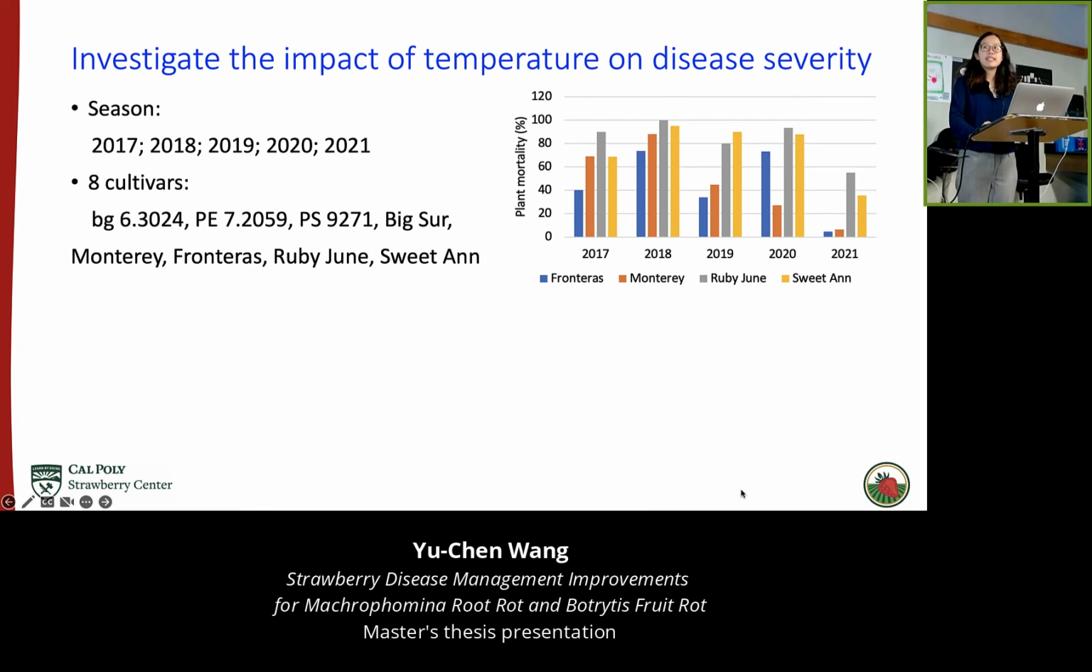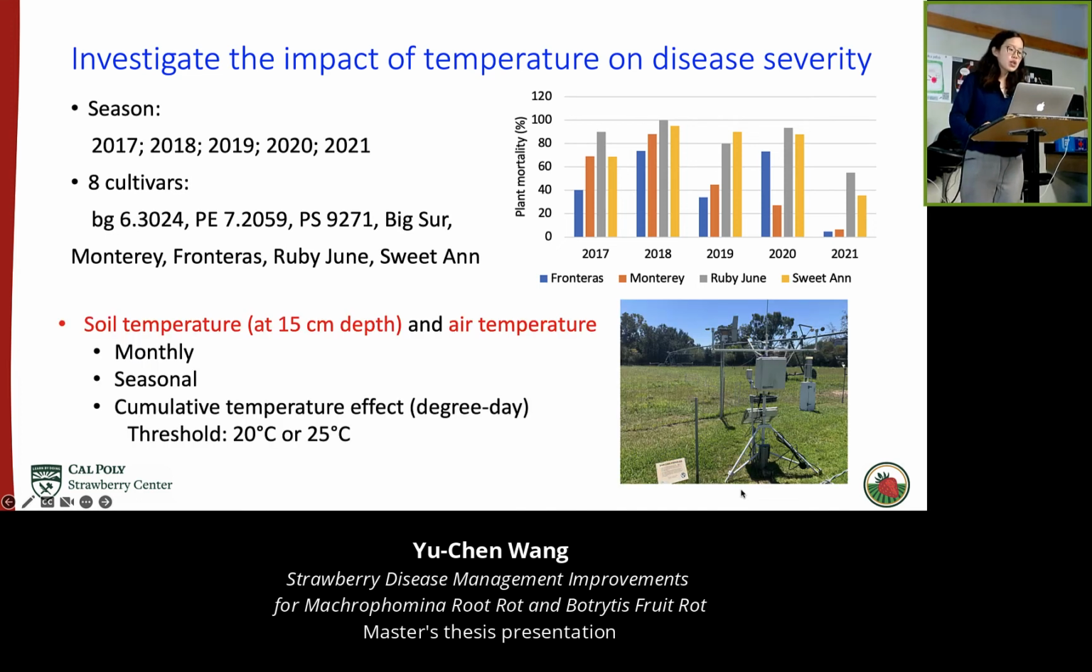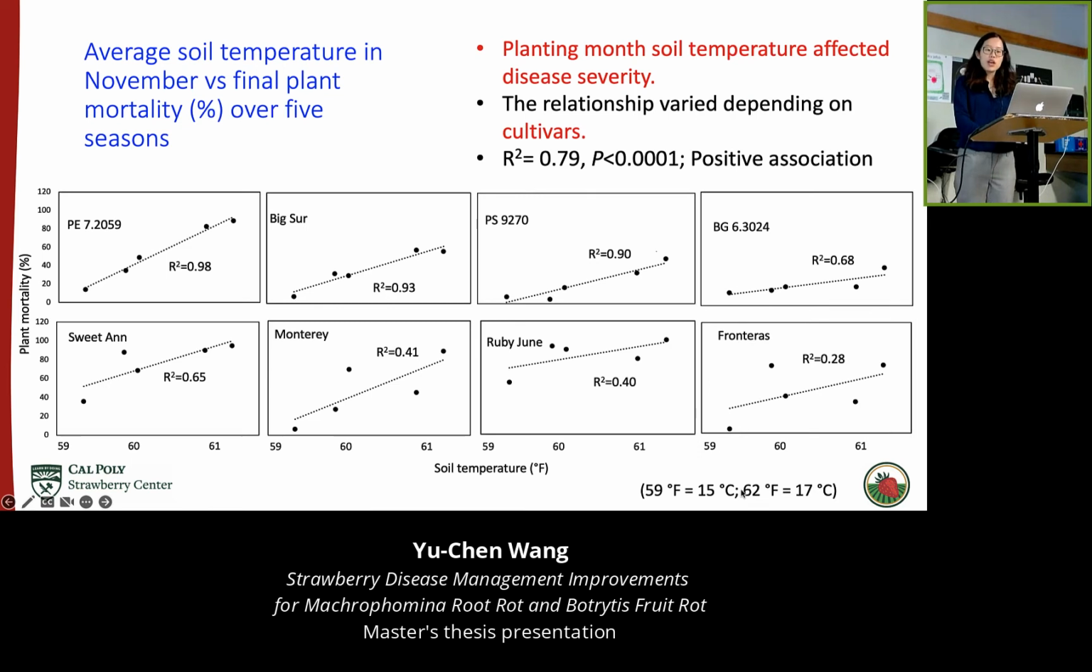Knowing that the disease is favored by heat, we want to know more about the temperature effect. So we evaluate the soil temperature and the air temperature, considering the monthly factor, seasonal factor, and cumulative temperature effect on the disease severity. Among all temperature variables we explored, we found that the November soil temperature, which is the planting month soil temperature, is highly associated with final disease mortality.